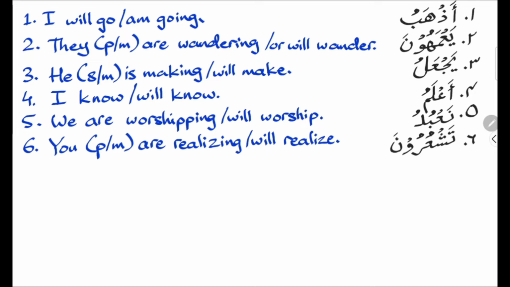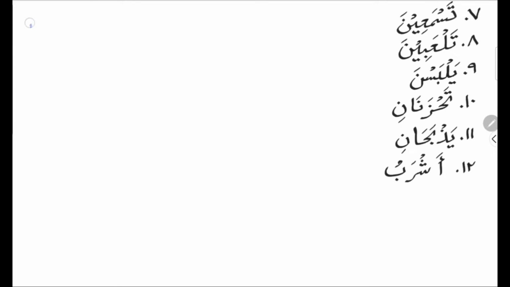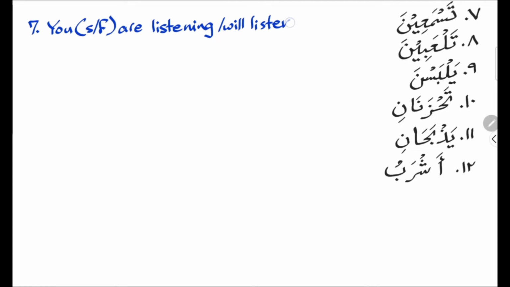Now let's move on to some more sentences. Number 7 is تسمعين. The root word for that is سمع يسمع, which means to hear or to listen. تسمعين is on the wazn of واحد مؤنث حاضر. You, singular, female, is doing or will do. So تسمعين means you, singular, female, are listening or will listen.